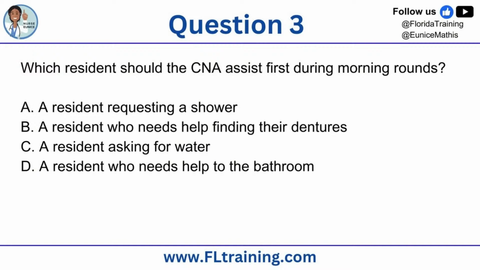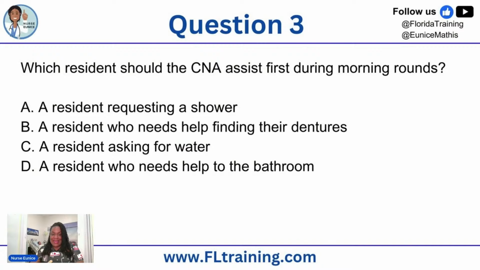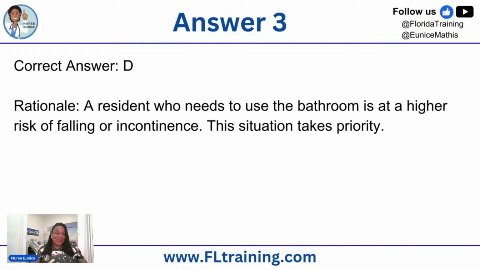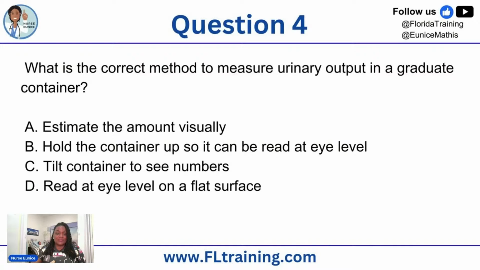All right, revealing the correct response in 5, 4, 3, 2, and couldn't trick a one of you. You knew the answer was D, because a resident who needs to use the restroom is at a higher risk of falls and also of incontinence, meaning that they can urinate or defecate on themselves. And so that's the patient that you want to make a priority.